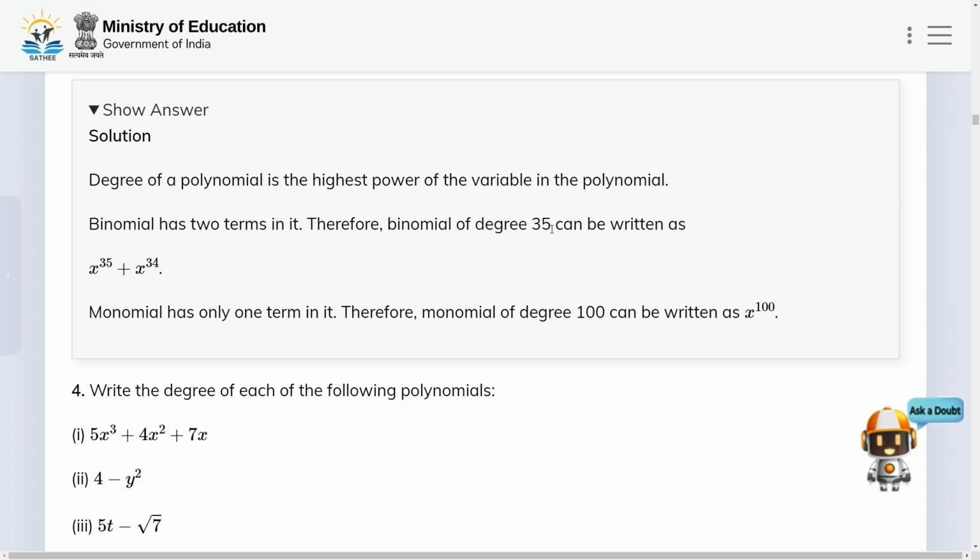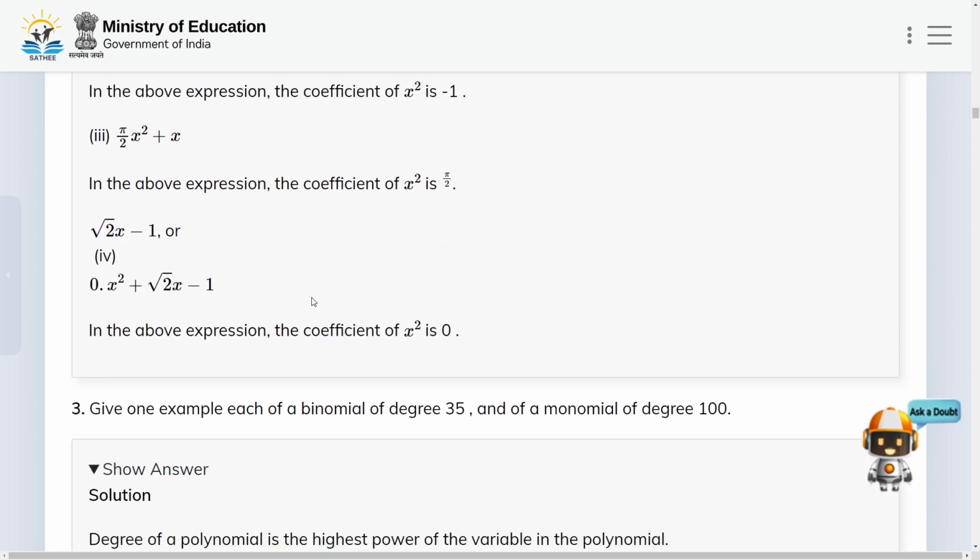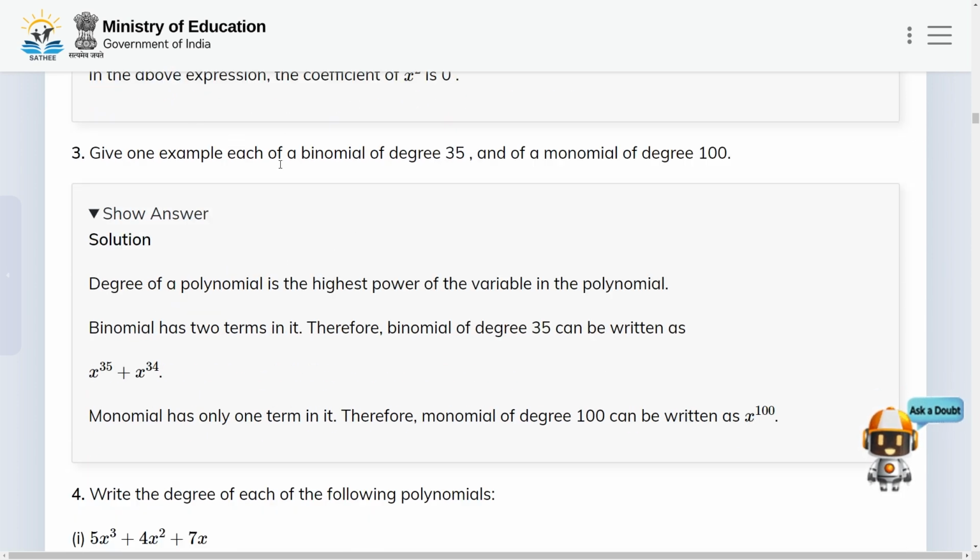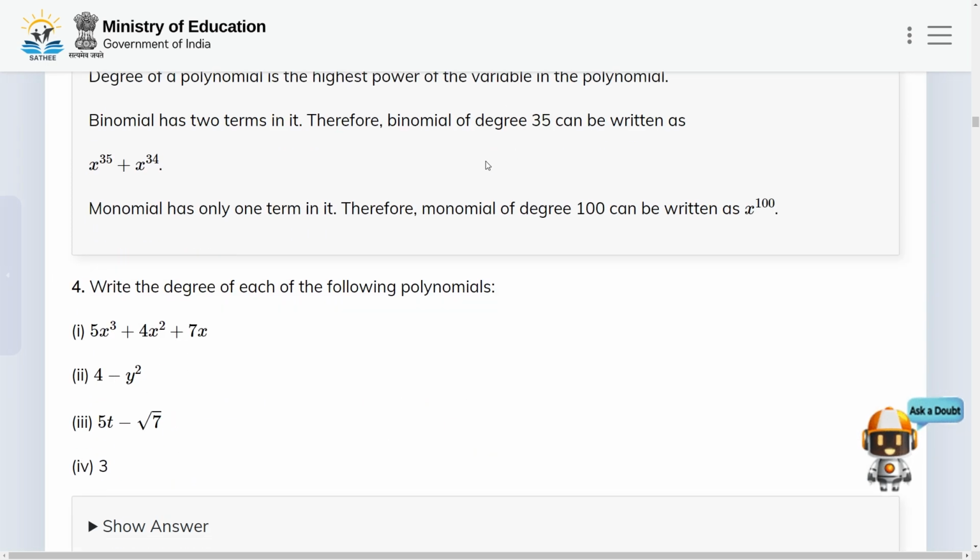And now monomial, that means one term present in a polynomial. So a monomial has only one term in it. Therefore, the monomial of degree 100 can be written as x to the power 100. So here we give the example of a binomial of degree 35, x to the power 35 plus x to the power 34, and a monomial of degree 100 is basically x to the power 100.